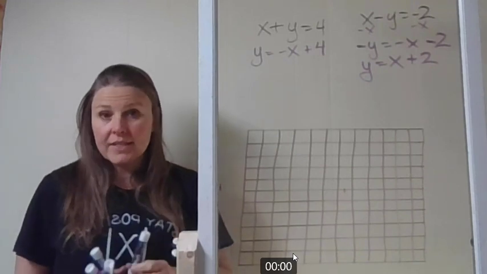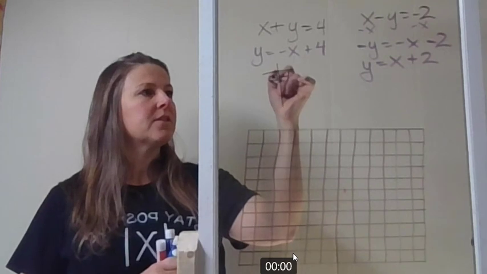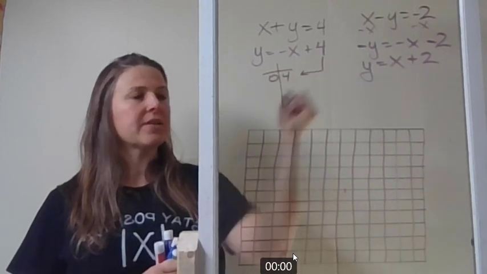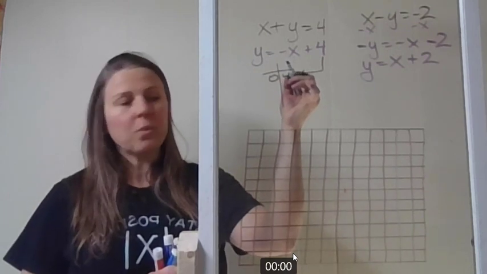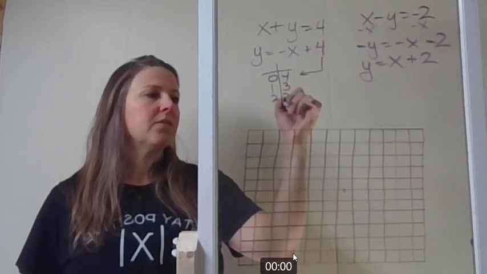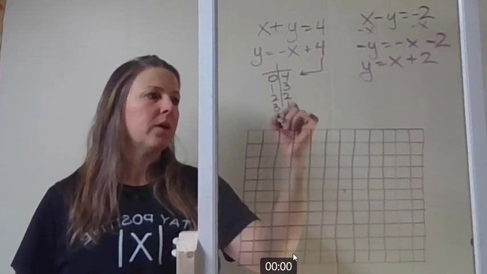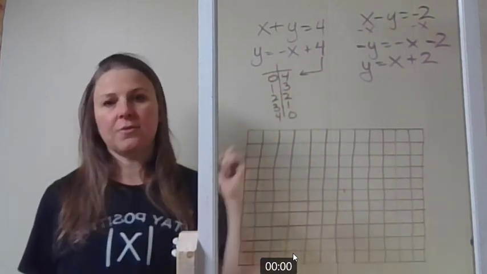All right, so I'm going to generate a table for both. In this one, 0 gives 4 because that's your y-intercept. And then since your slope is -1, that just means you're going down by 1 every time. So 1 would give you 3, 2 would give you 2, 3 would give you 1, and 4 would give you 0. -4 plus 4 is 0.